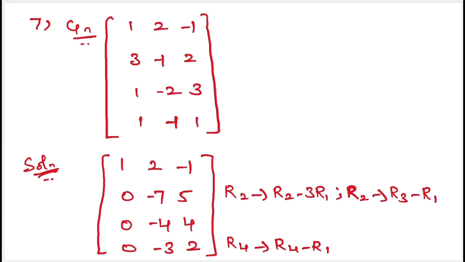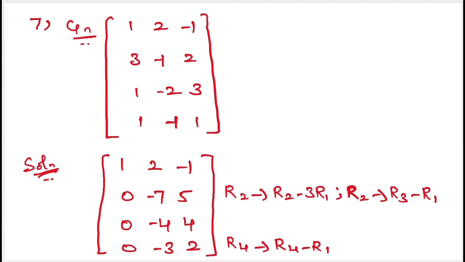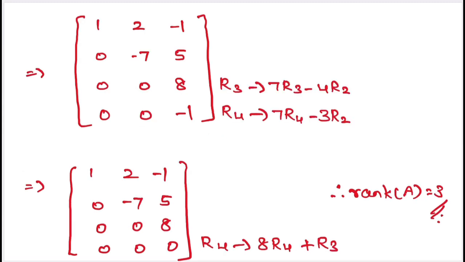So the maximum possible rank is 3. First keep R1 as it is and make zeros below the first pivot using R2 as R2 minus 3 R1, R3 as R3 minus R1 and R4 as R4 minus R1. You get this matrix. Similarly, make the entries below minus 7 equal to 0 by performing R3 as 7 R3 minus 4 R2, R4 as 7 R4 minus 3 R2. Now make the last entry of R4 as 0 using R4 as 8 R4 plus R3.